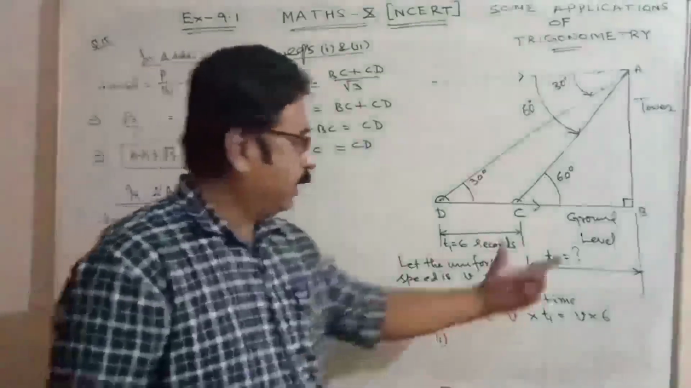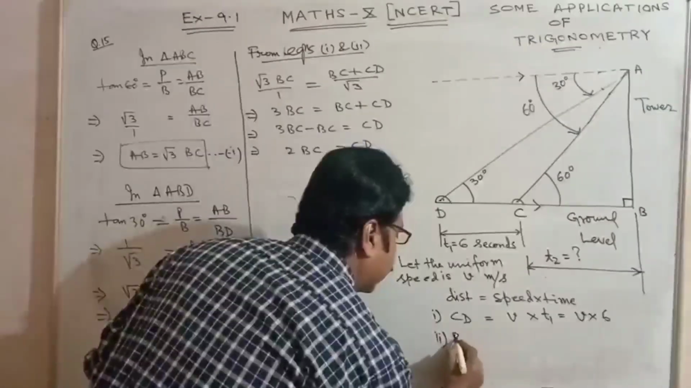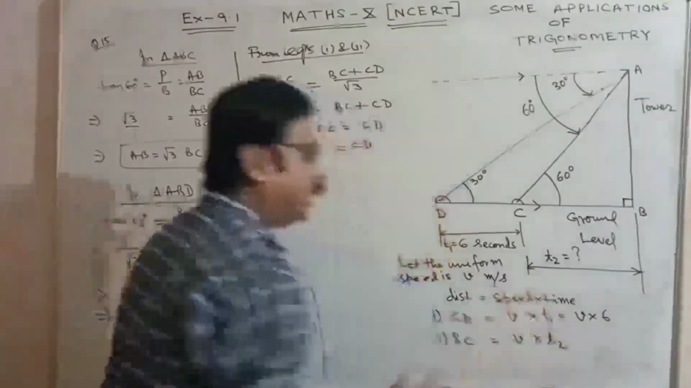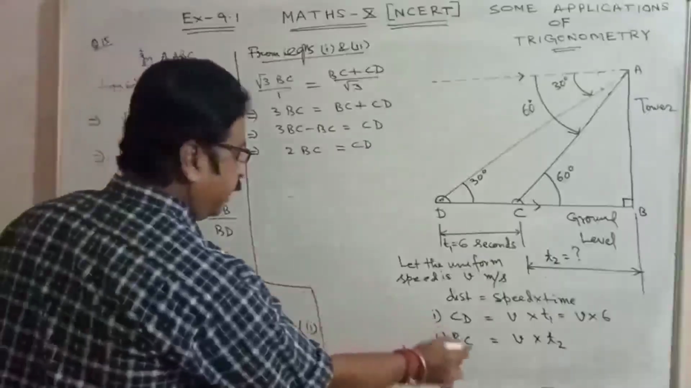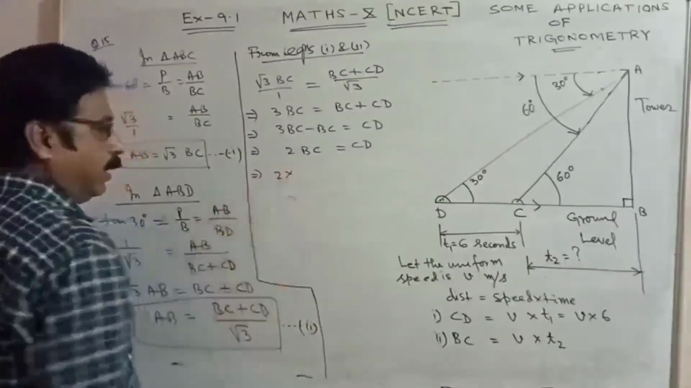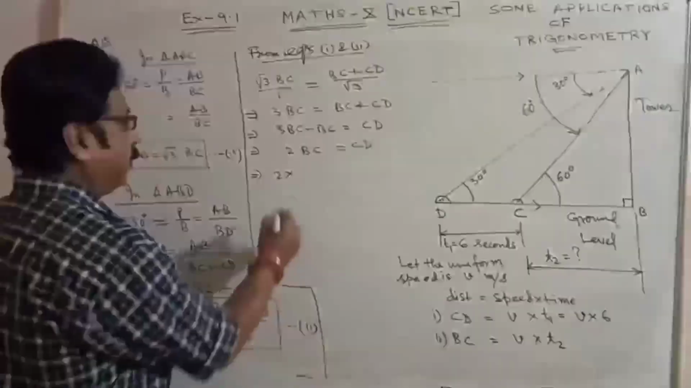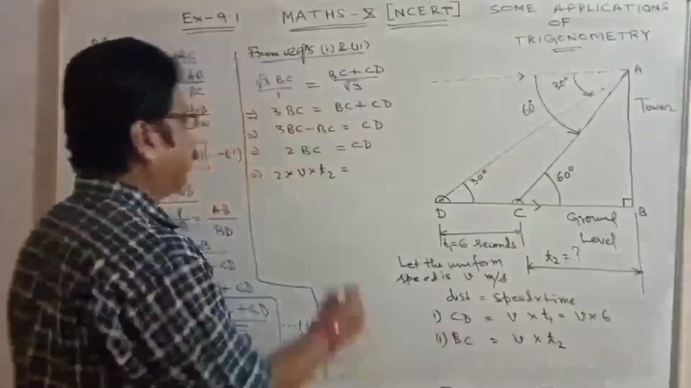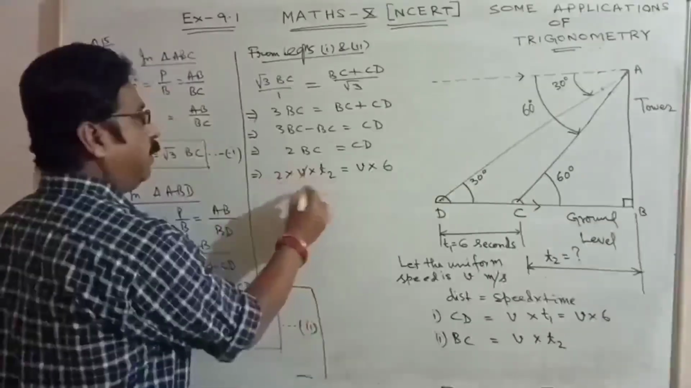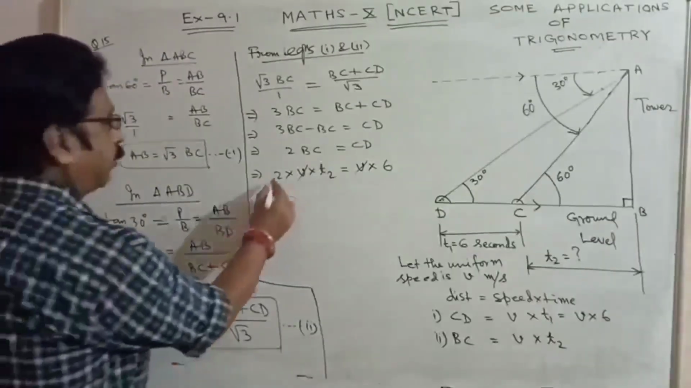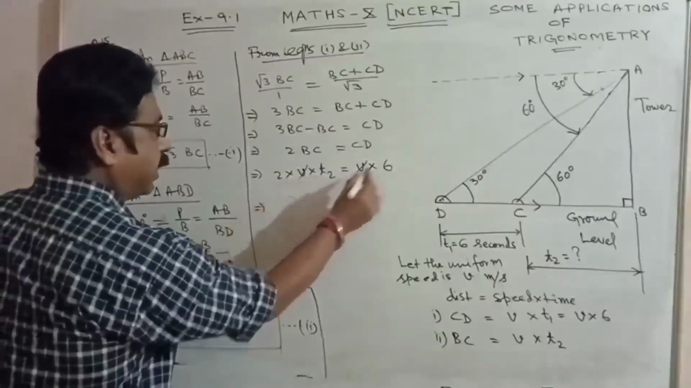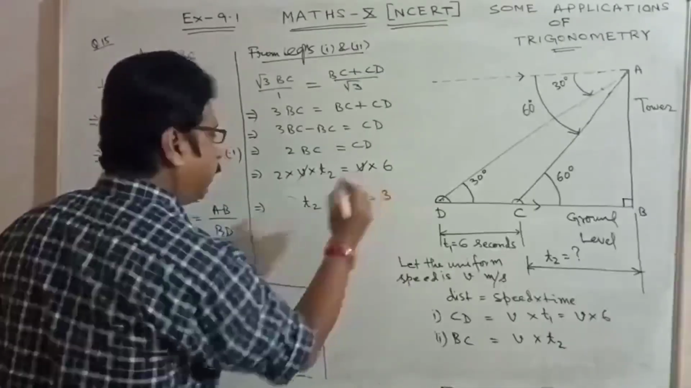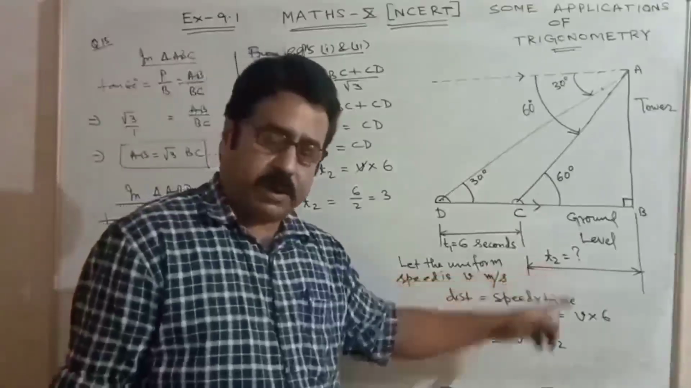For the second case, distance is BC. BC equals to uniform speed V into T2. T2 we do not know, we have to calculate it. Now this result you put here. 2 into BC means V into T2. CD is V into 6. V and V we can cancel. Now 2T2 is equal to 6. T2 equals to 6 upon 2. 2 3 is 6. That means time T2 we got.